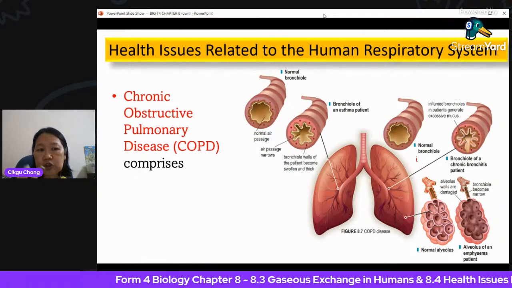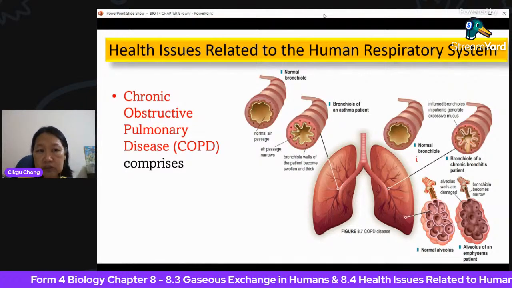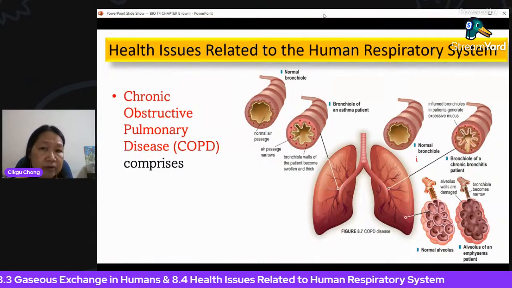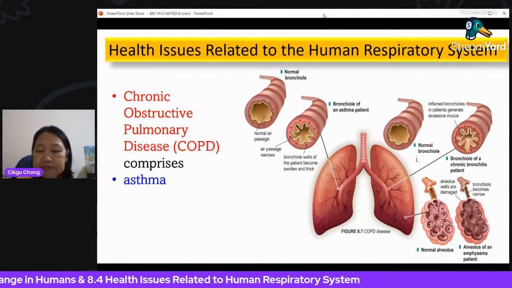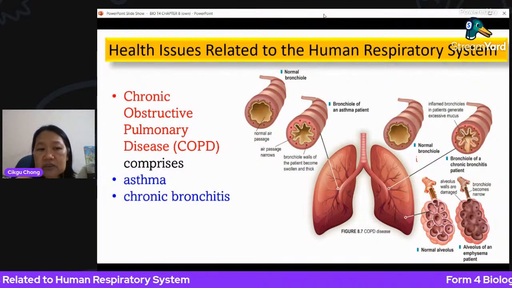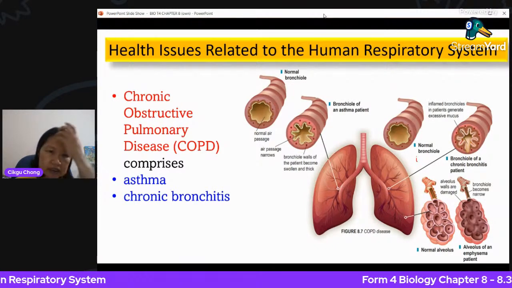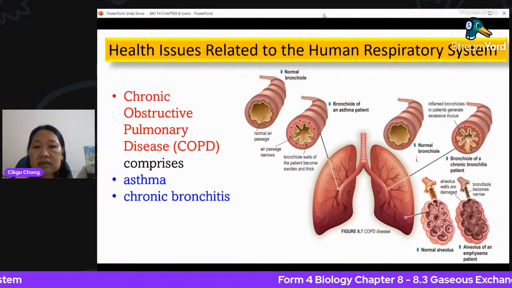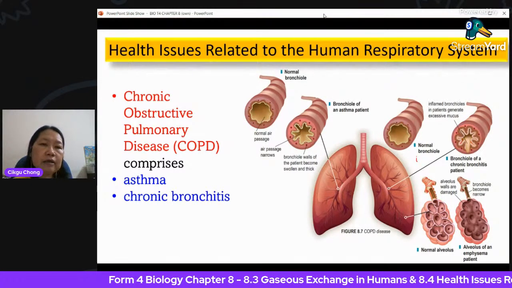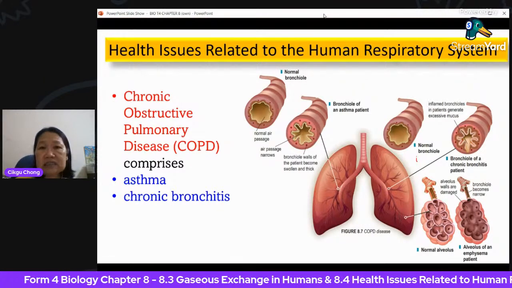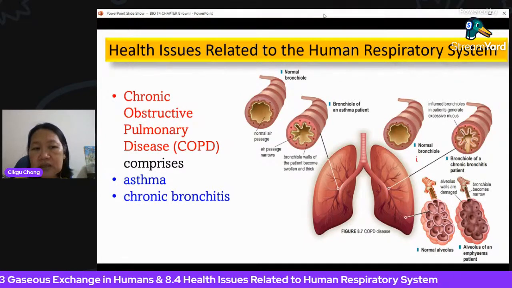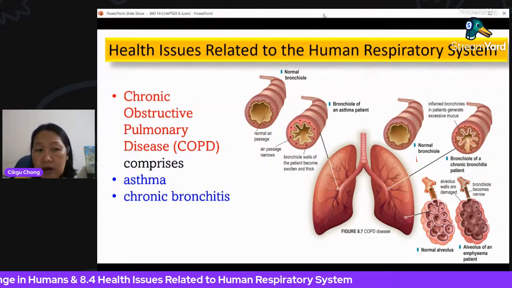Obstructive means it obstructs your airway, right? Pulmonary means your lungs. Disease is a disease. So you need to learn and remember three. One is asthma. Some people are born with asthma. Chronic bronchitis. So chronic bronchitis is where the bronchus, the bronchial airways, are affected by exposure to a lot of dust and smoke and so on. A lot of mucus is formed inside there. We call it bronchitis. Not acute, this is chronic.